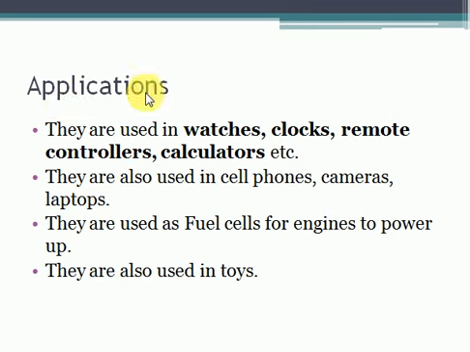Now we proceed toward the applications of galvanic cell. They are used in watches, clocks, remote controllers and calculators. They are also used in cell phones, cameras and laptops. They are used as fuel cells for engines to power them up. They are also used in toys.